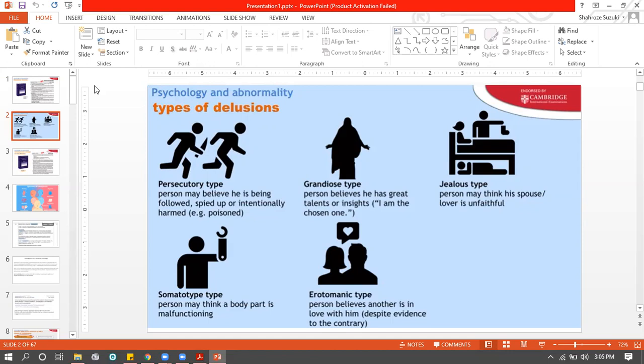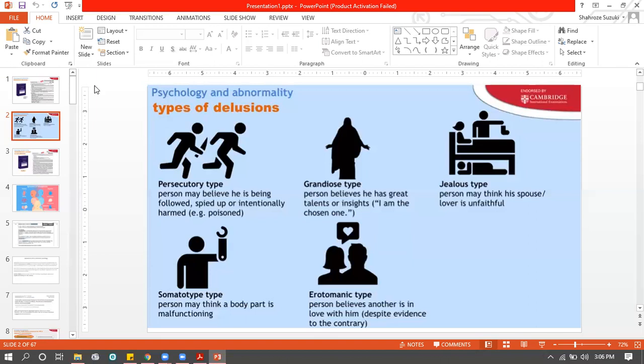Jealous type is a false belief that your partner is cheating on you. Somatic type is a belief that your body is not in your control, as in your body has a mind of its own, or your body is being controlled by something else. And erotomanic type, the last one, is a false belief that a famous personality, like a celebrity or a politician, is in love with you, that they have feelings for you.